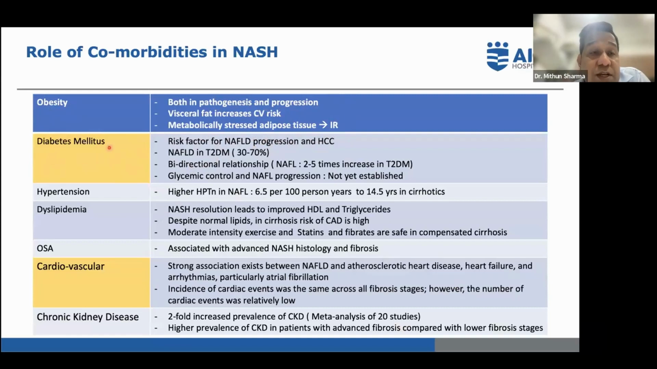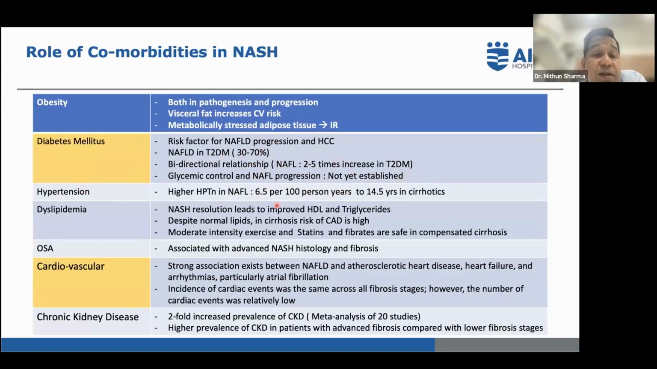Coming to diabetes, the majority of the patients will have associated diabetes. Patients who have diabetes and NAFL have an increased risk of progression to HCC. The prevalence of NAFL in type 2 diabetes varies between 30 to 70%, but it is a bidirectional relationship. In fact, patients with NAFL have a 2 to 5 times increased risk of diabetes, so it is a bidirectional association. Whether glycemic control is related to the progression of NAFL has not yet been established.